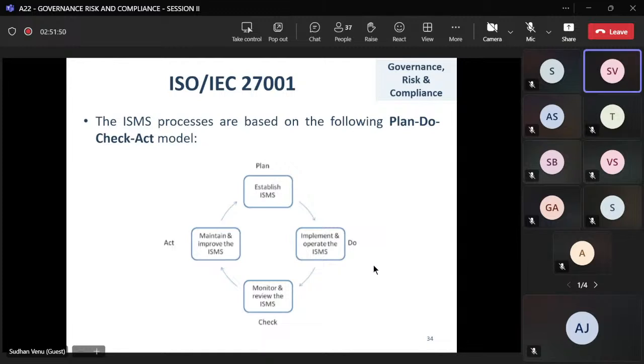For this ISMS process, it will follow the PDCA process, that is Plan, Do, Check, Act. So for every organization to implement the ISMS, people should be aware of the standards and information security. They will establish an ISMS, implement and operate the ISMS that we have to do, and monitor and review the ISMS in terms of check, and maintain and improve the ISMS in terms of act, to improve the ISMS process in terms of ISO IEC 27001.